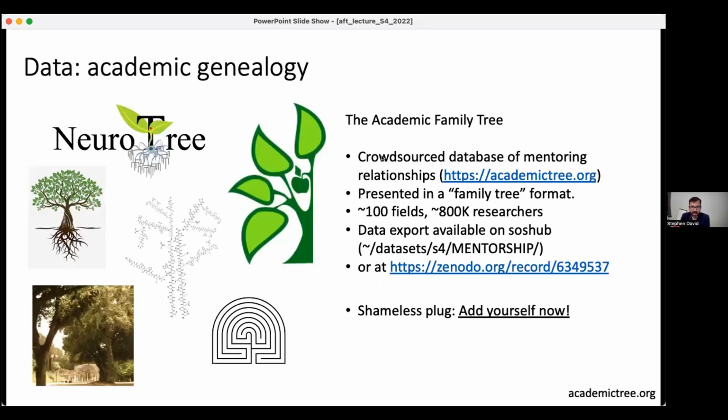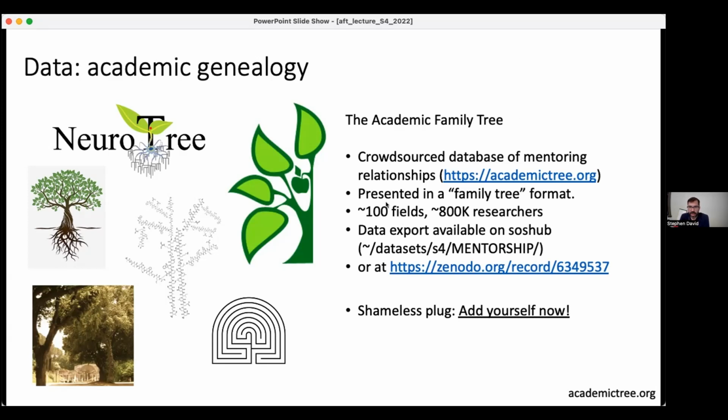Okay, so the academic family tree, this is my shameless plug for the effort. This is an online crowdsourced website. If you haven't been there, I definitely recommend that you drop by. If you're not in it, I recommend that you add yourself. And add your friends, add your colleagues.